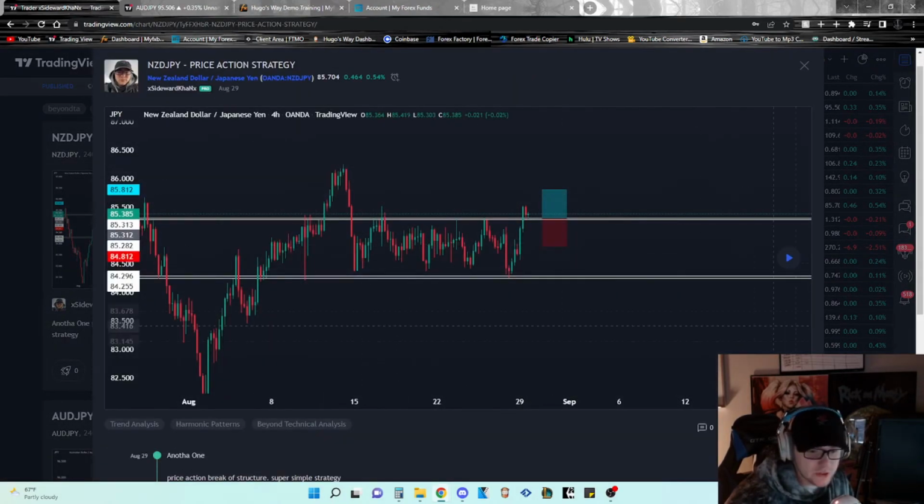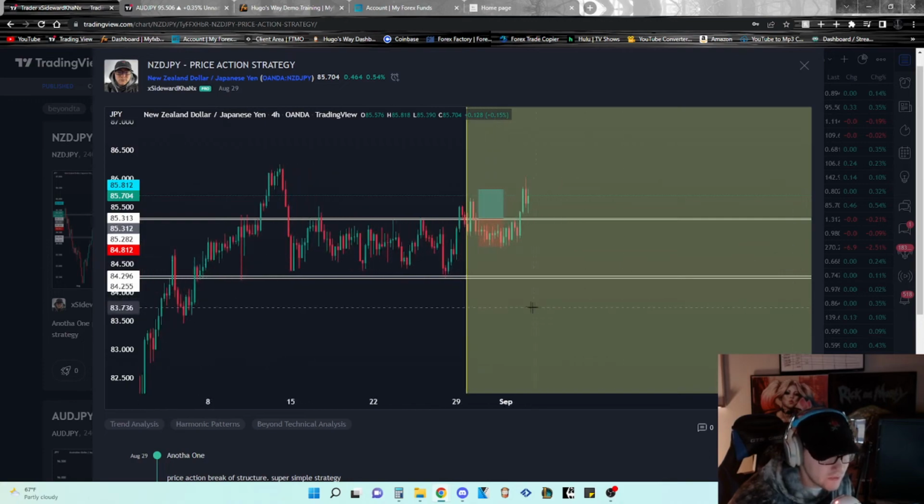This was a trade that I posted on the 29th. I don't think this one worked out in my favor. It did not. It hit stop loss first. That sucks.